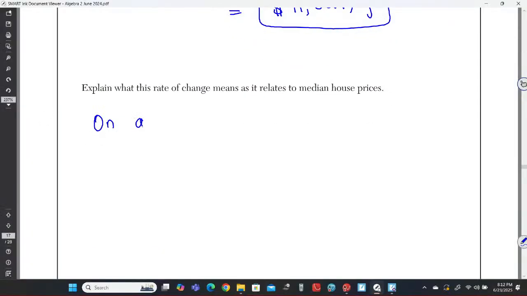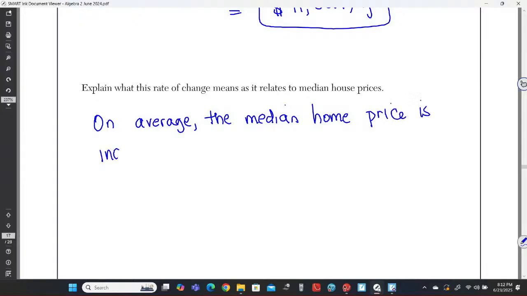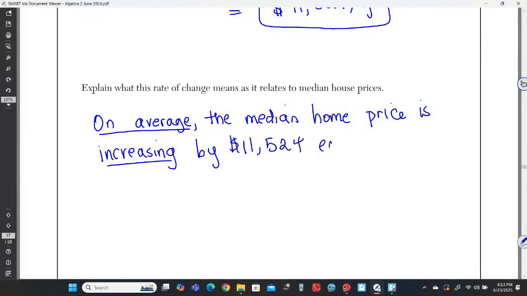On average, the median home price is increasing. Important. So there are some important words here. On average is important. Increasing is important, by $11,524 each year from 2010 to 2018.